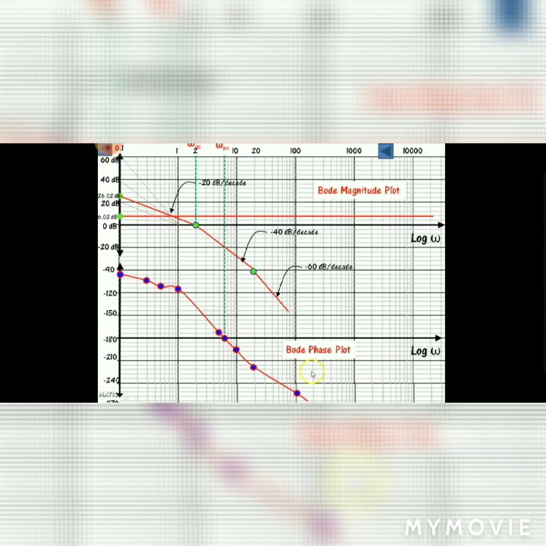After finding omega GC and omega PC, the next step is to find the gain margin and phase margin. So this intersection point, this is your GM, gain margin. Similarly, this straight line from here to here, this is your PM, phase margin. Thank you.